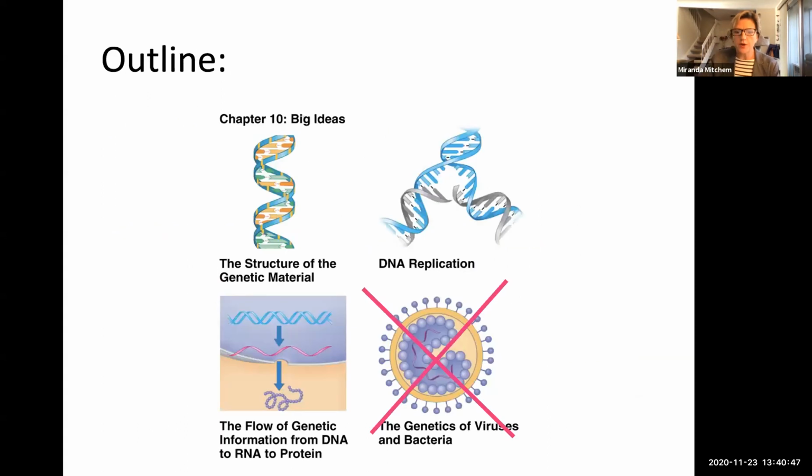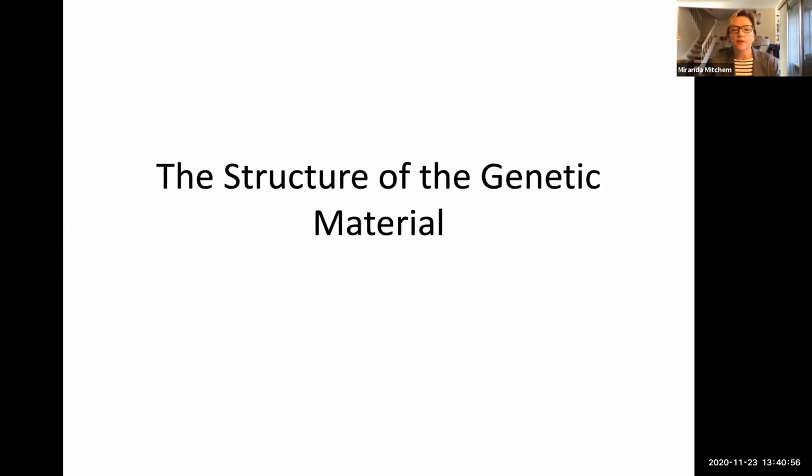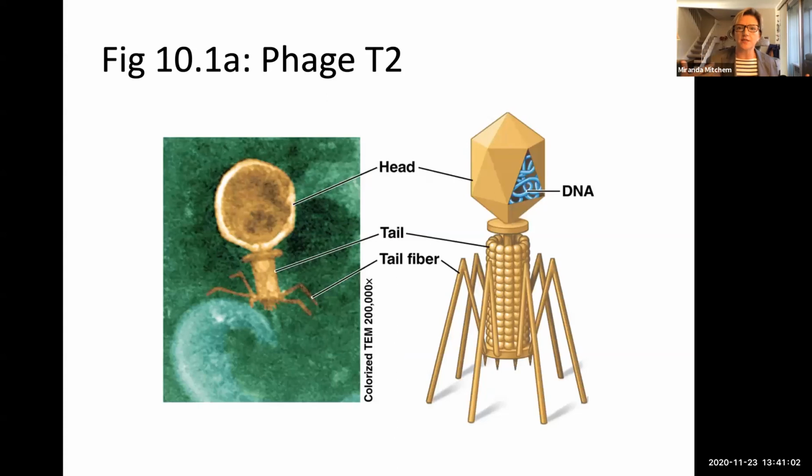All right, so we're going to go through the first 3 sections. This is from chapter 10 of your textbook. I had to think about that for a moment. All right, so let's begin with the structure of genetic material. And some of this is familiar to us.